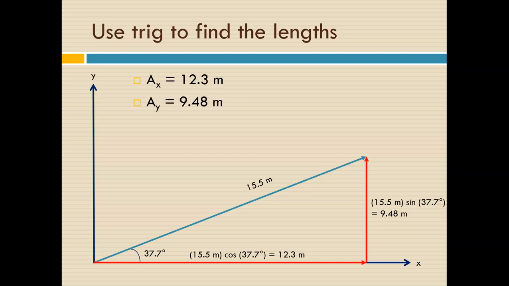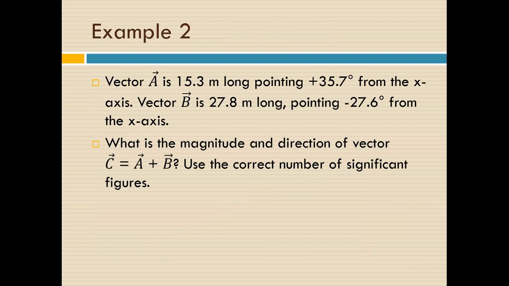Let's move on. Let's try another problem. Next problem is this. Let's add these two vectors together. Vector A is 15.3 meters long, pointing at positive 35.7 degrees. Vector B is 27.8 meters long, pointing negative 27.6 degrees. What's the magnitude and the direction relative to the x-axis of vector C, which is the sum of A plus B? Go ahead and get started on that, please.